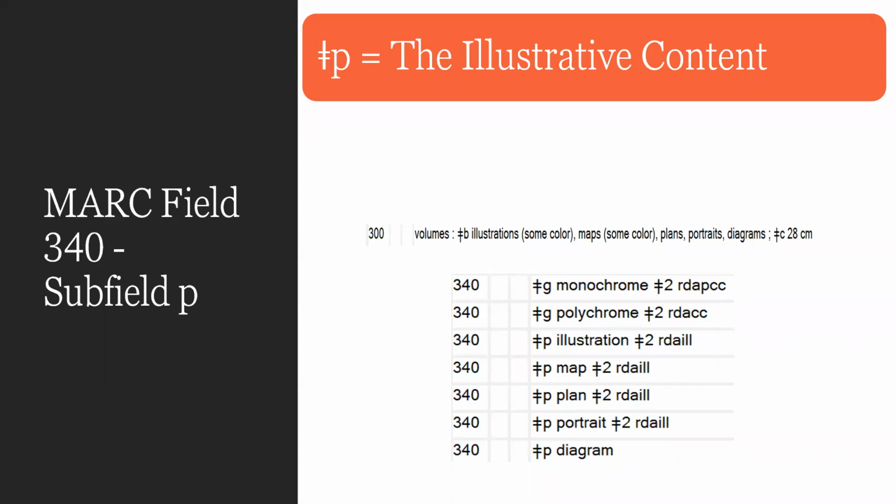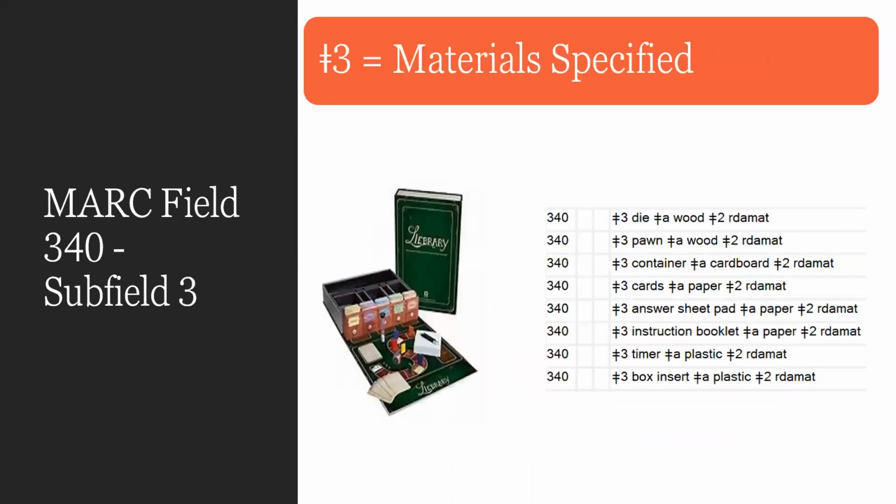The 300 field above is from an older edition of the Encyclopedia Britannica. It has a variety of illustrative content that we can account for with 340p. Because there are both color and black and white illustrations and maps, we will need to add both monochrome and polychrome to our record. After that, we add all other illustrative content listed in the 300. Like illustration and map, plan and portrait are also listed on the CL for illustrative content in the RDA registry. However, diagram is not. So we still went ahead and accounted for our diagram, but we did omit subfield 2 since it's not on our controlled vocabulary list.